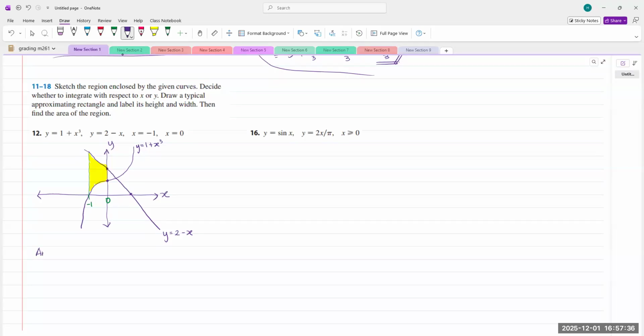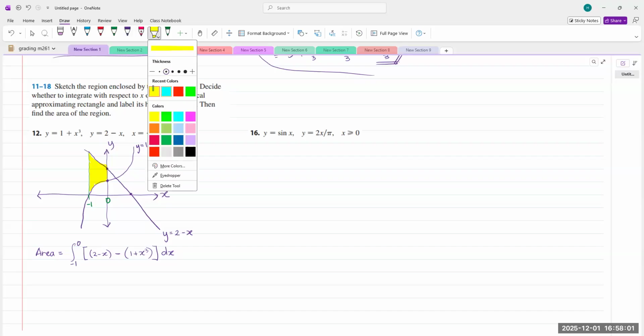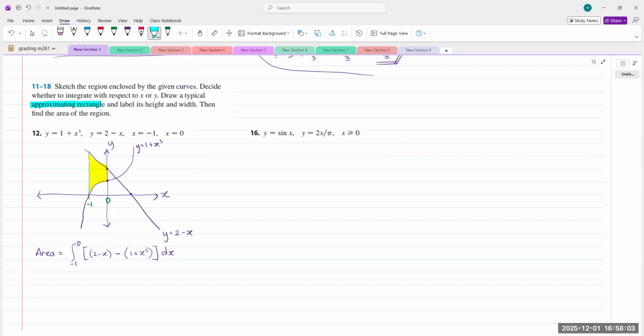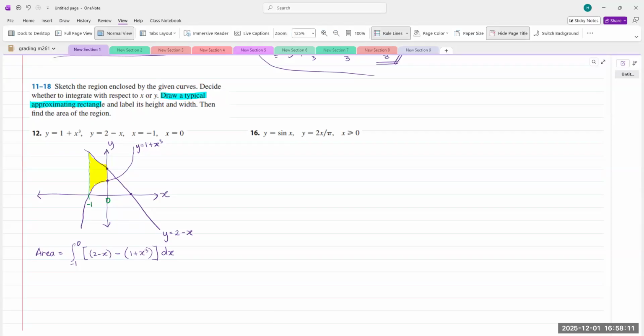So the area is equal to the integral from -1 to 0. The upper function is y equals 2 minus x. The lower function is y equals 1 plus x cubed, dx. Now, you may wonder about this. They want us to draw the typical approximating rectangle and label its height and width. What is that? Let me enlarge this a little bit so that we can see better.